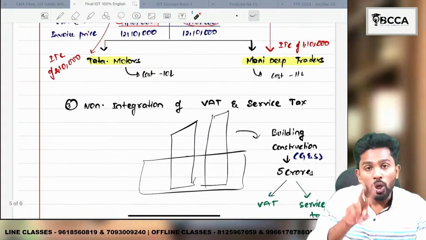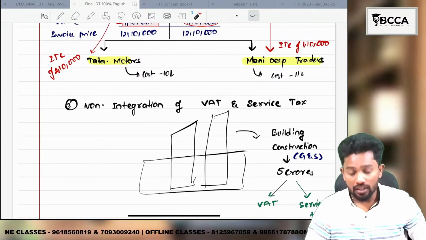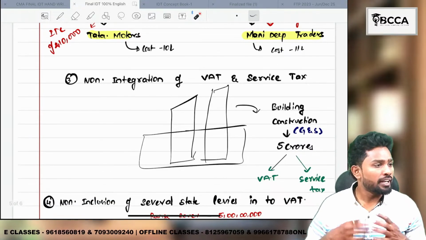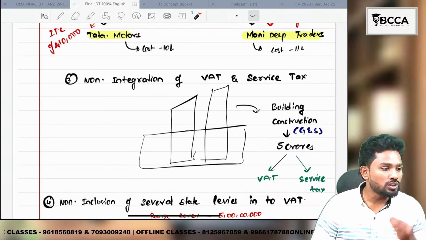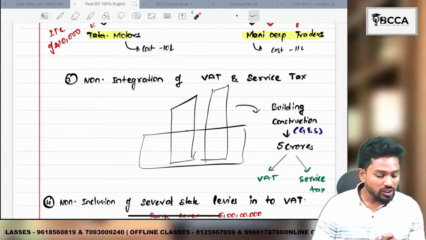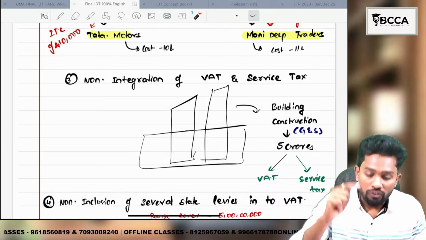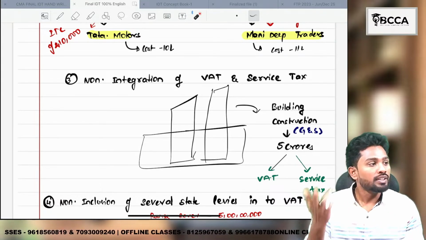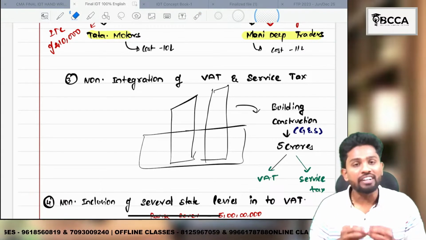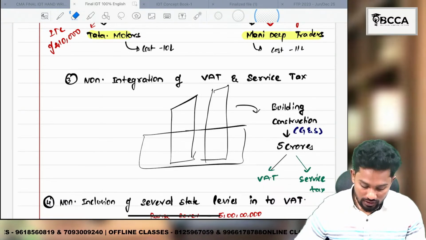Then the third one: non-integration of VAT and service tax on a single works contract. A contract which involves both supply of goods and services, we call it a works contract. In that contract, both goods and services are involved. Since goods are involved, VAT is levied. Since service is involved, service tax is also levied. Because there is no integration between VAT and service tax, on a single transaction both VAT as well as service tax are levied.